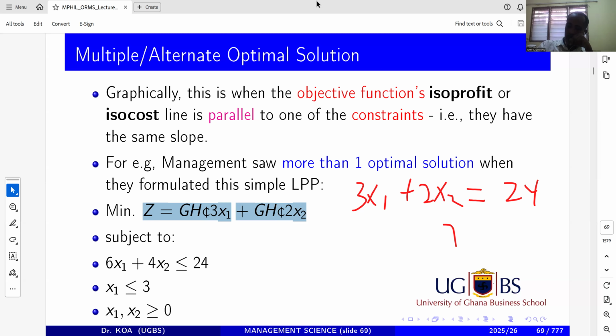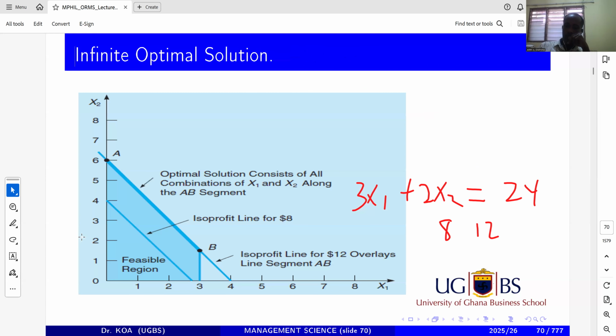Is it 8 or 7? 8. Good. X1 is 8. And if x1 is 0, x2 is what? 12. Okay. So watch out. We are going to plot 8 and 12. That's what it means. And when you go and plot 8 and 12 on your line, watch it.